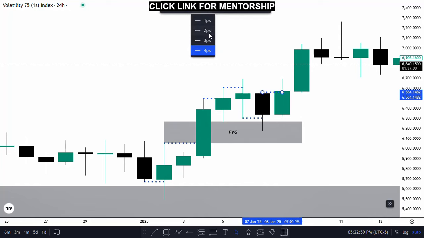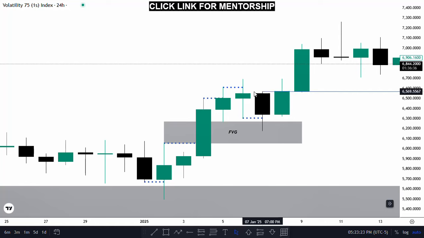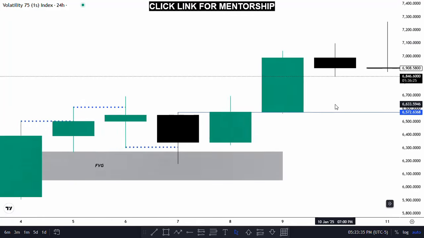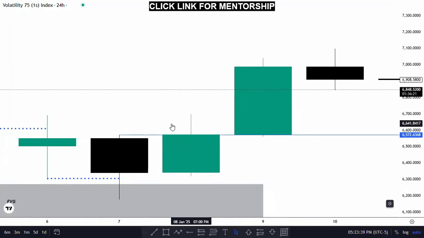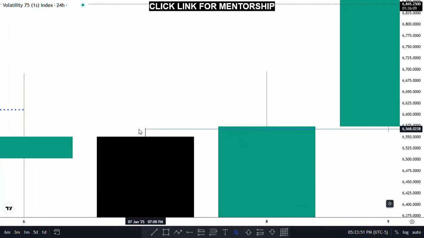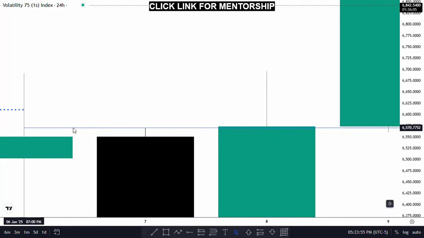Let me make this smaller. I want you to see something. I don't want you to make a mistake, so make sure all this is lined up very well. Right there. So you can see price took out that high right there. After taking out that high, can you see that small bump right there? I don't want you to think no, just because it's too small to see.